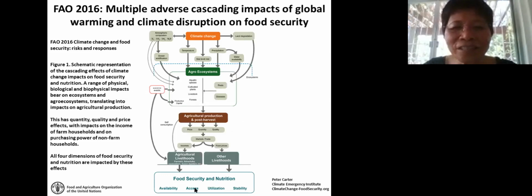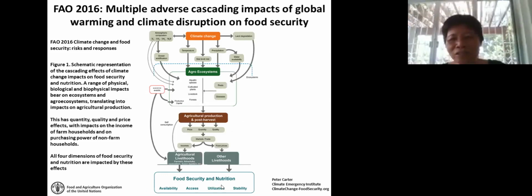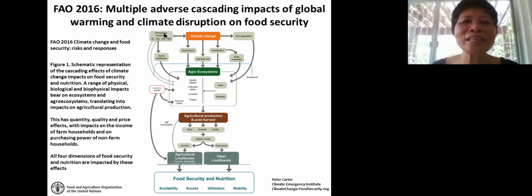You know? And those are the 4 dimensions of food security: availability, access, utilization, and stability. Now, this is climate change. Yeah, as you can see, climate change. As a result of climate change, there is land degradation. What is climate change? It is a change in the atmospheric composition of oxygen, carbon dioxide, nitrogen, phosphorus, and methane. There is a climate change because these elements in the atmosphere change.